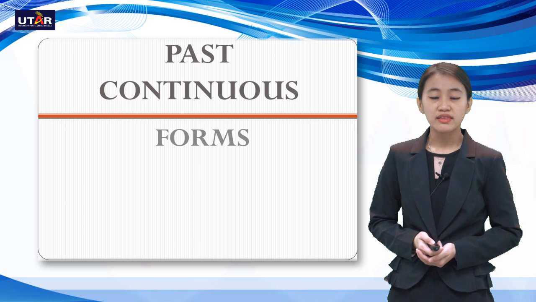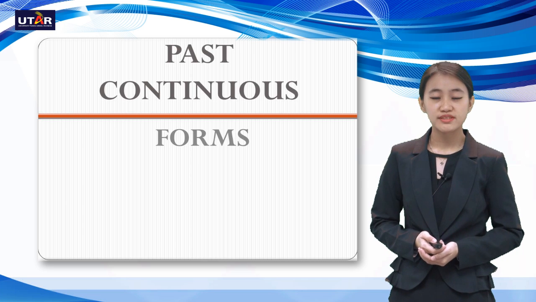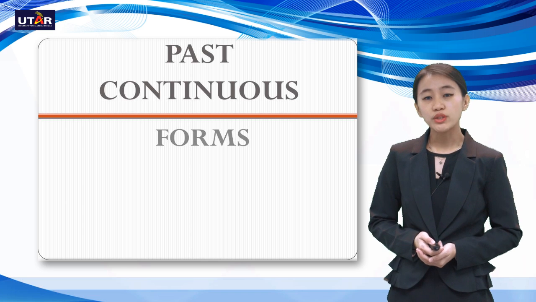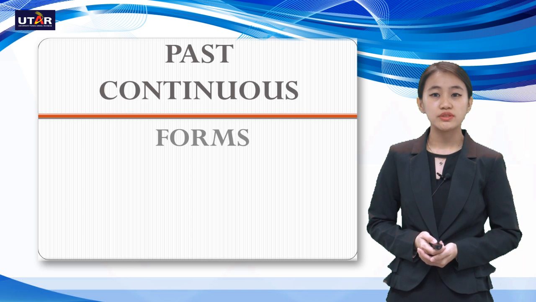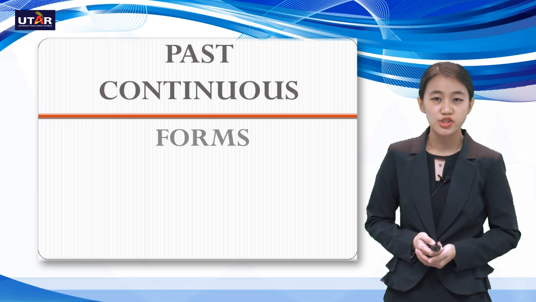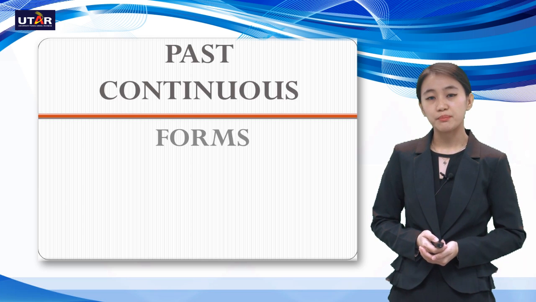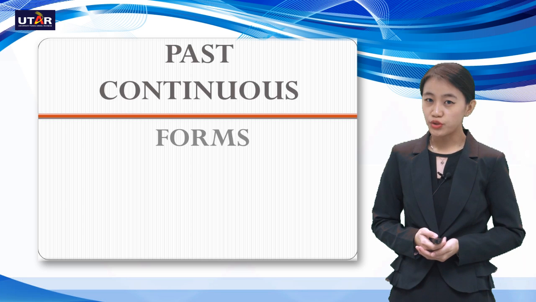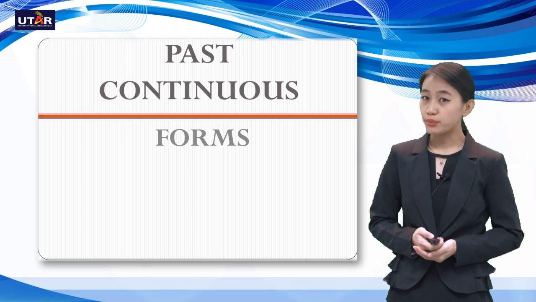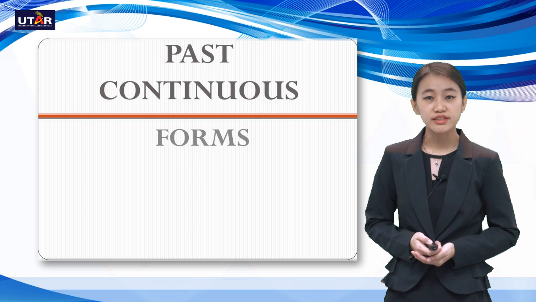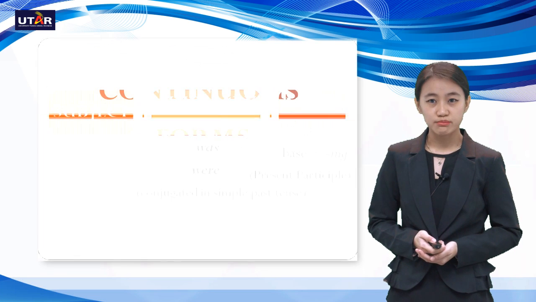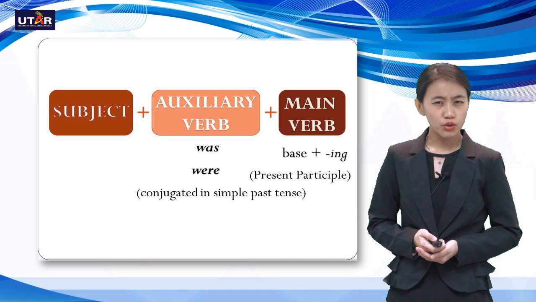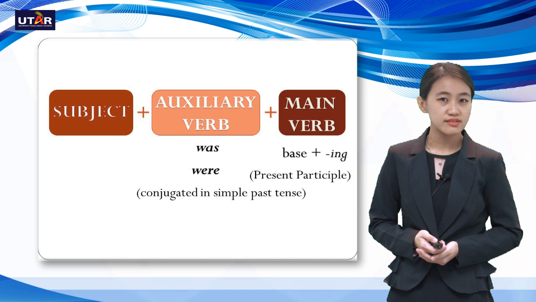Let's look at the past continuous forms. When you want to construct a past continuous, you must of course start with the subject. So the subject can be nouns or pronouns. I'm sure you remember what your nouns and pronouns are. Very good. Now, after your subject, it must be followed by an auxiliary verb. Do you know what the auxiliary verb is?